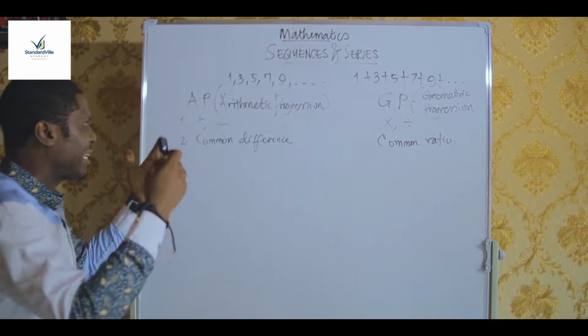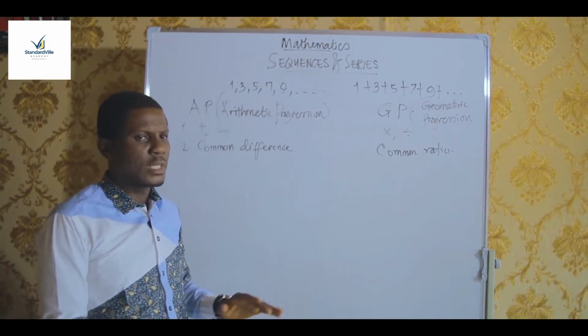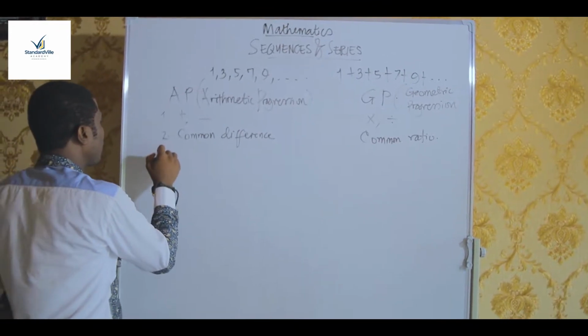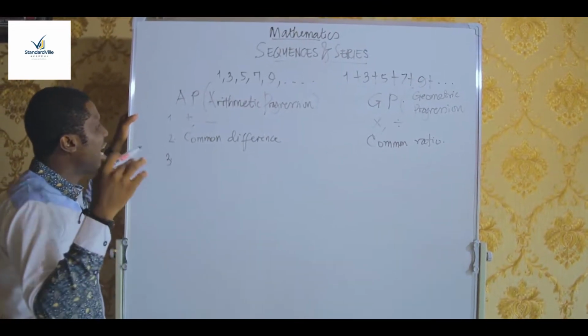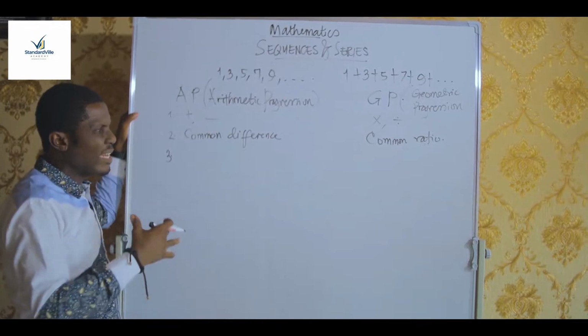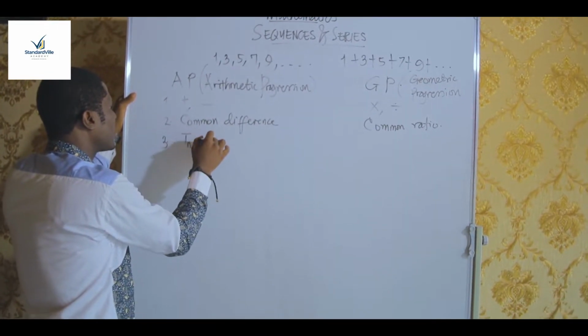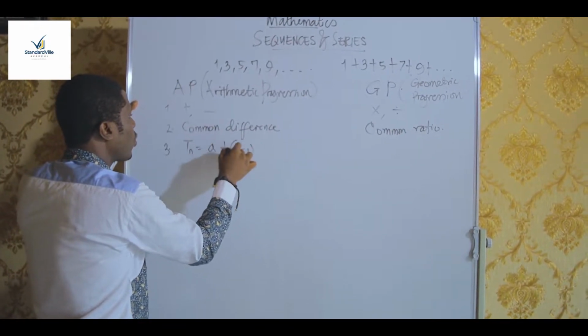Okay, let me quickly add the formula. Both of them have their formula for calculating them. If you want to find the nth term of an AP, we will say Tn is equal to a plus (n minus 1)d.